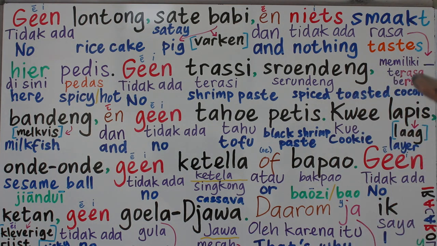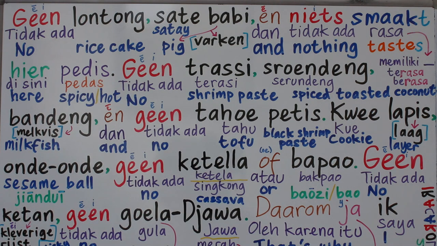Tastes, or this one with the prefix ter. But because this word already has the initial R, we don't double the R letters. That's why it becomes terasa. It's not terrasa with two Rs, but one R. And this one also with the prefix ber, but because the word itself has R, it's not berrasa, but berasa. The prefix itself is ber, but the word itself is already rasa. That's why berasa, one word, or terasa, one word, or memiliki rasa.